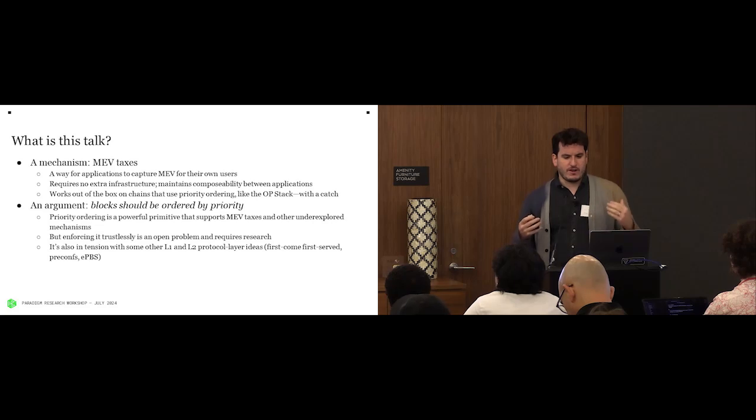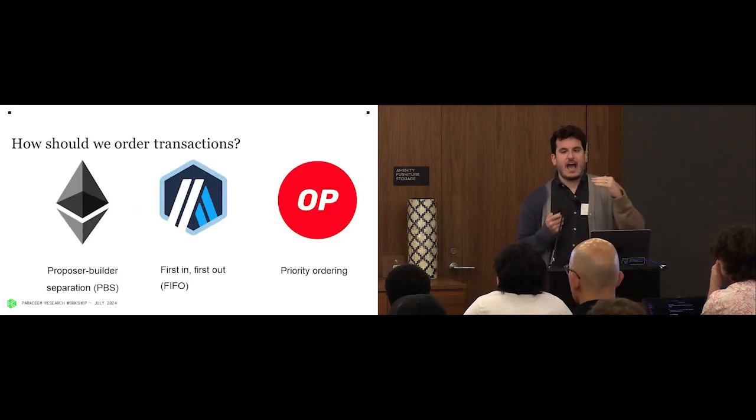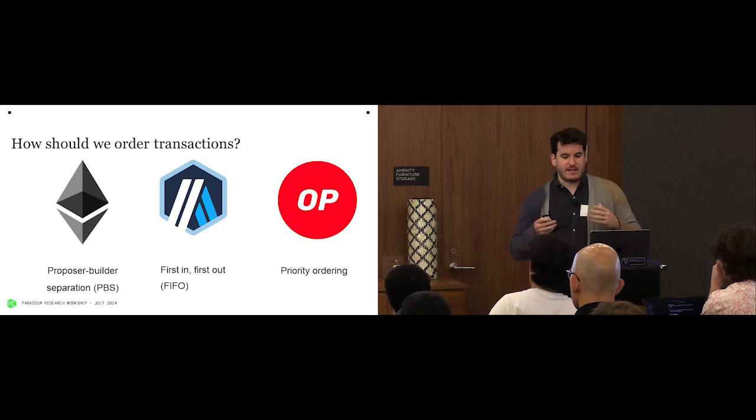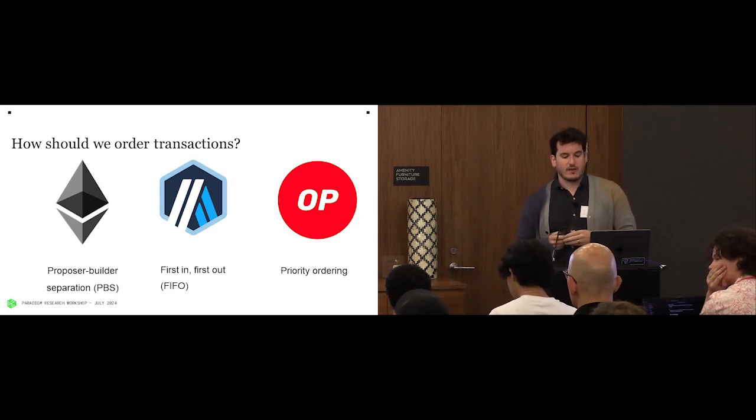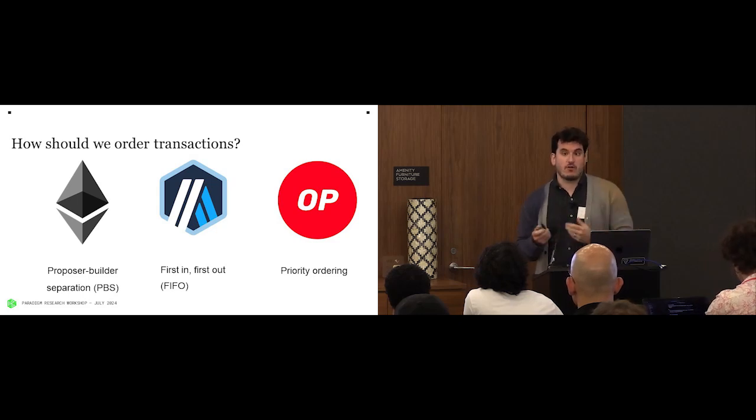So when I talk about priority ordering, I think it goes to a relatively deep question about how we think about blockchains. But it starts with this narrow question of how do we order transactions once we have them in a block? And there are three dominant paradigms for how this currently is done. I'm representing them here by three blockchains that roughly use these approaches. One is called proposer-builder separation, which is what Ethereum L1 primarily uses. One is called first in, first out, or first come, first served. That's what the Arbitrum 1 L2 uses. And another is priority ordering. And that's how OP stack chains by default operate.